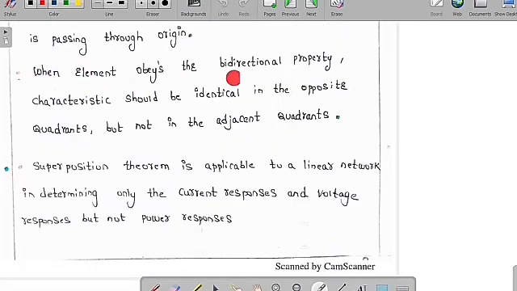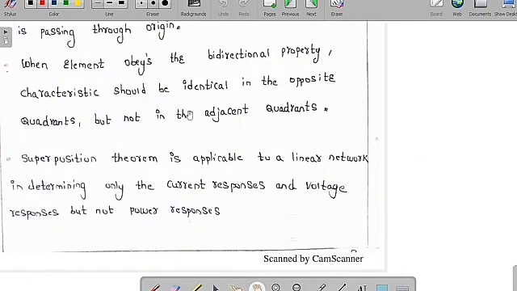When an element obeys the bidirectional property, characteristics should be identical in the opposite coordinates but not in the adjacent coordinates. See, here bidirectional property means that an element is going to obey the bidirectional property only when the graph is going to lie in the two opposite coordinates but not in the adjacent. Means if one is present in the first, the remaining has to be present in the third. If one is present in the second, the remainder should be present in the fourth. Then only the voltage by current ratio will be always positive. Then only it will be the same. The voltage by current ratio will always be the same.